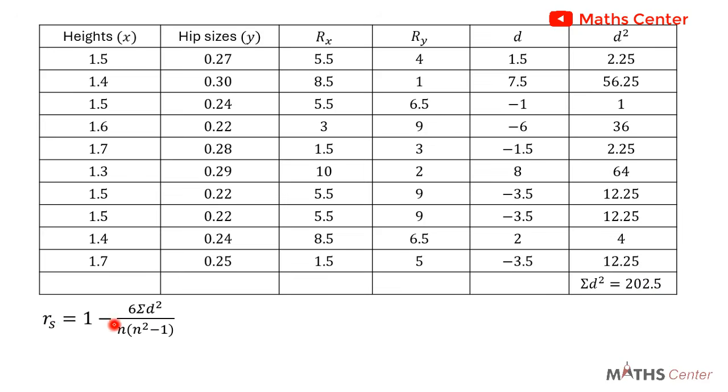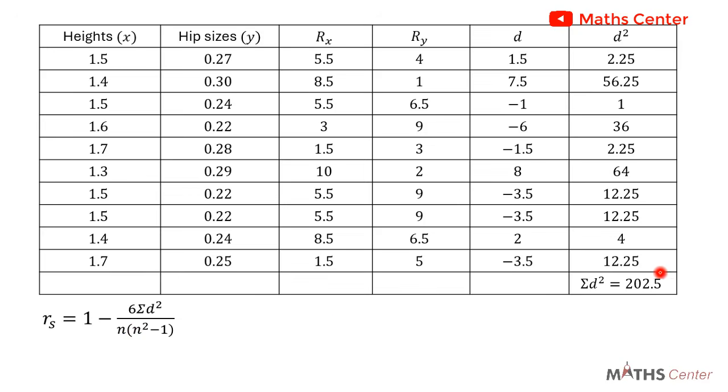202.5. The Spearman's rank correlation coefficient is given by the formula Rs is equal to 1 minus 6 times sigma d squared divided by n into bracket n squared minus 1, where n is the number of data points. Here from the table, the data points are 1, 2, 3, 4, 5, 6, 7, 8, 9, 10. 10 in number, and so n is equal to 10.